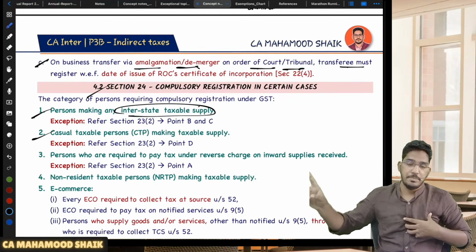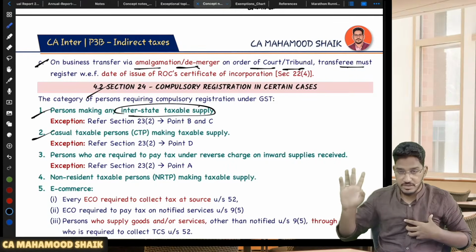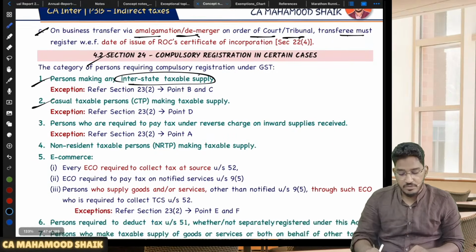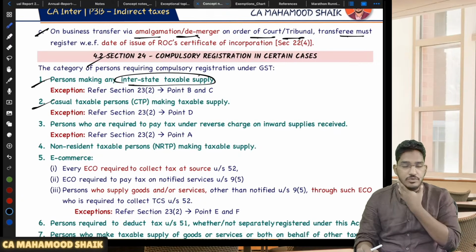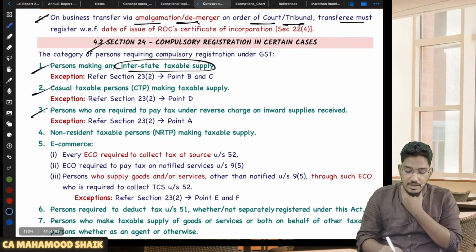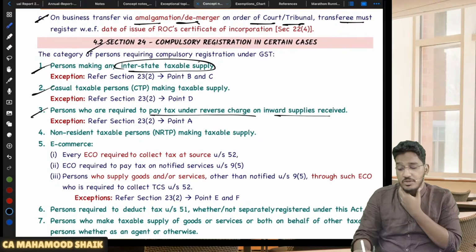But there also you must possess a PAN and you must generate an e-way bill for causing the movement. So even for CTPs also, we have compulsory registration. One exception is that if you are a CTP making an interstate supply of notified handicraft goods or notified handmade goods. Then persons who are required to pay tax under reverse charge mechanism on their inward supplies.